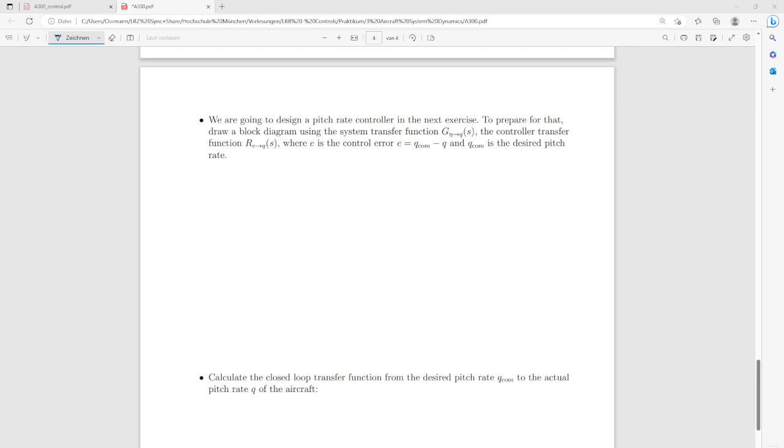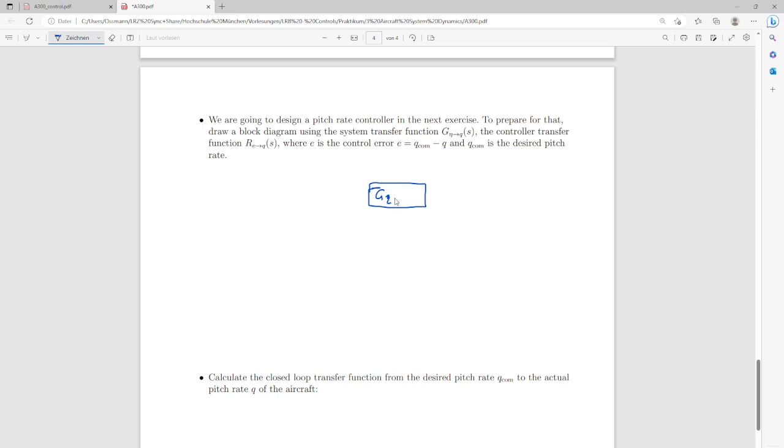So we go to the next question. And now we are actually at the point where we want to draw some block diagrams. In the second part of the exercise, we want to design a pitch rate controller, which is a standard control element in each flight control system you have in today's aircraft. To prepare for that, we want to draw the block diagram for our transfer function and include the error and name everything right. And this is a pretty often asked question during the exam, right? So to be able to draw a block diagram of a closed loop.